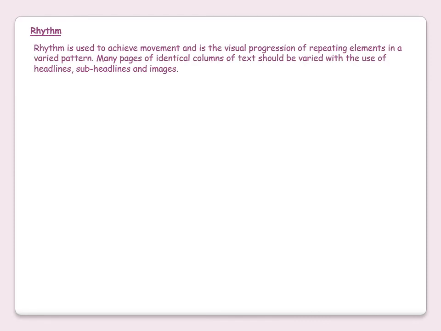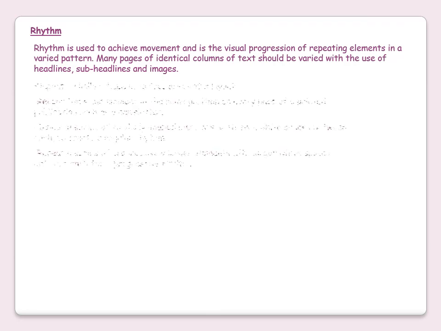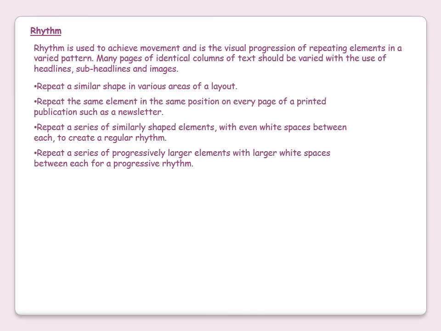Rhythm. Rhythm is used to achieve movement and is the visual progression of repeating elements in a varied pattern. Many pages of identical columns of text should be varied with the use of headlines, subheadings, and images. Repeat a similar shape in various areas of a layout. Repeat the same element in the same position on every page of a printed publication, such as a newsletter.